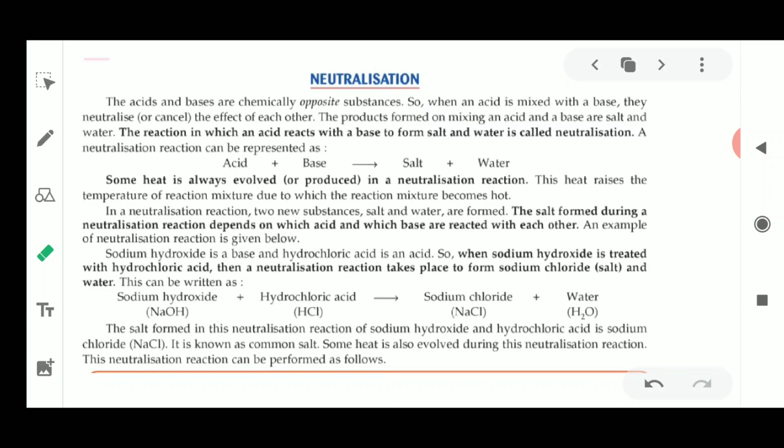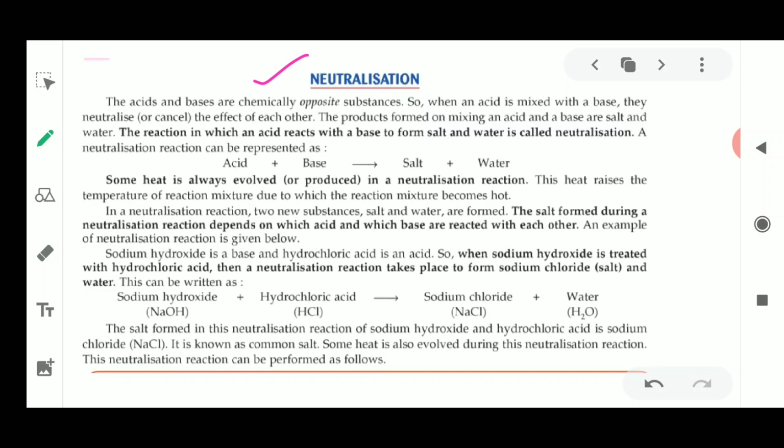So till now we have done all these topics, and today I am going to discuss neutralization and the neutralization reaction and what is the purpose of this neutralization reaction in our daily life. So we'll start with the first topic, that is neutralization.